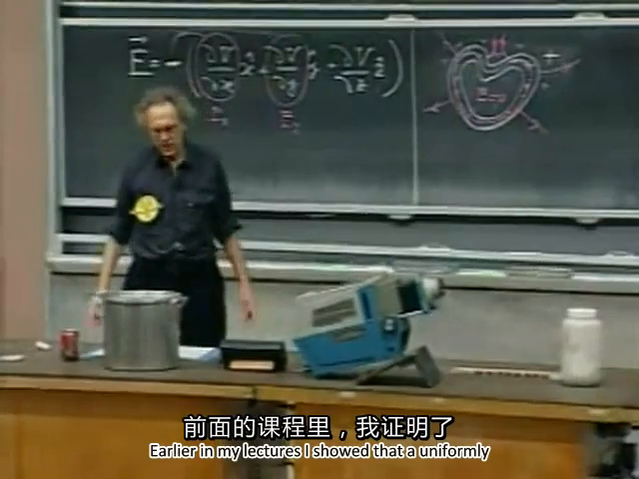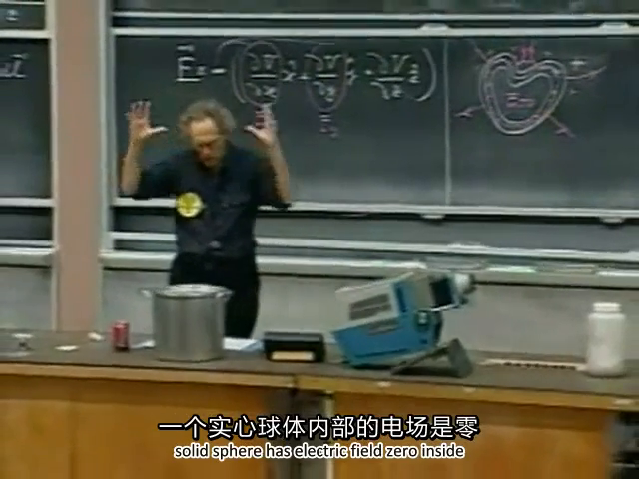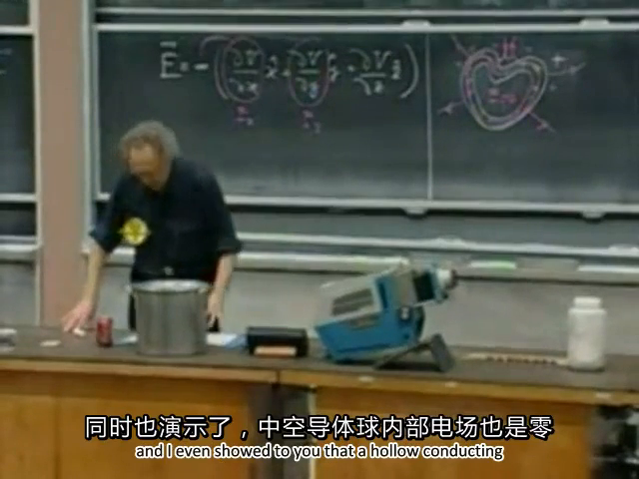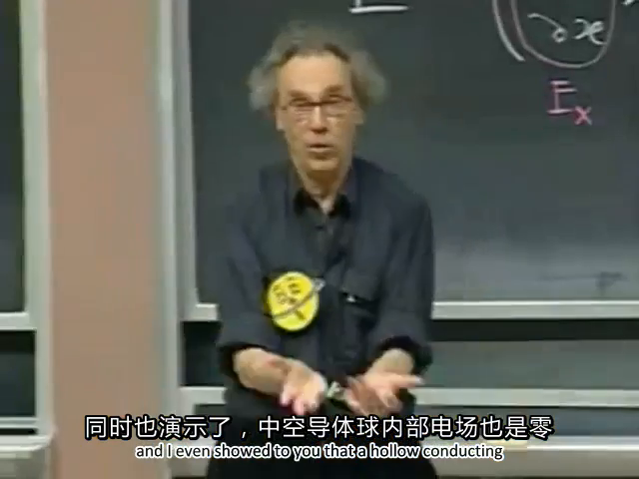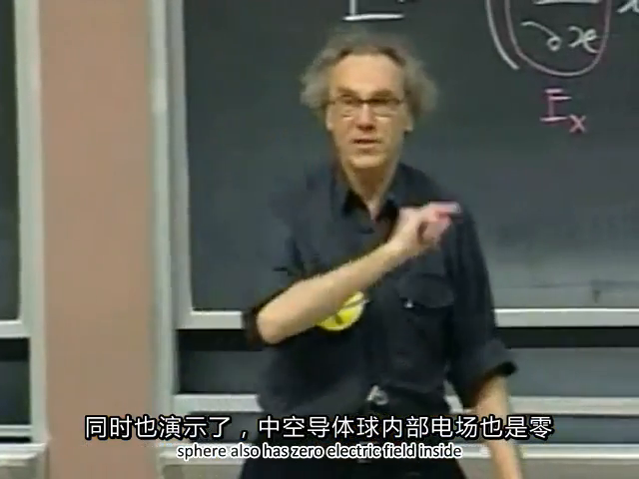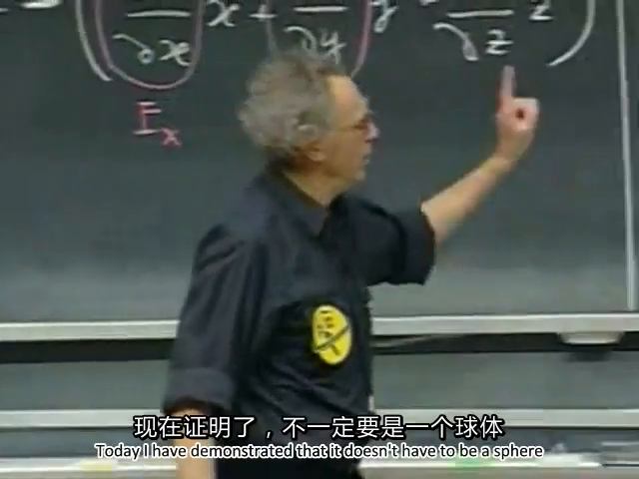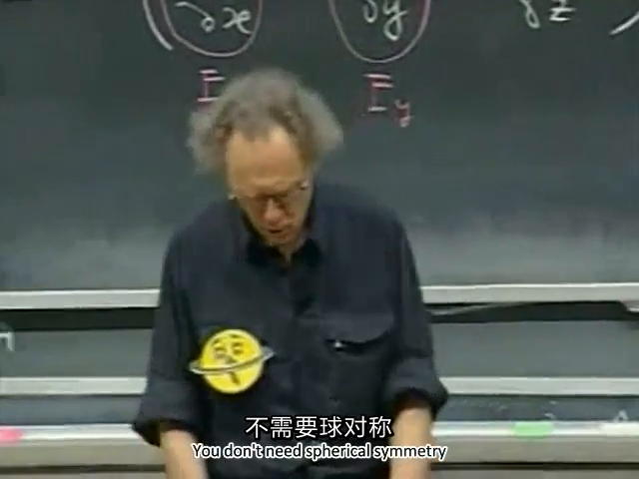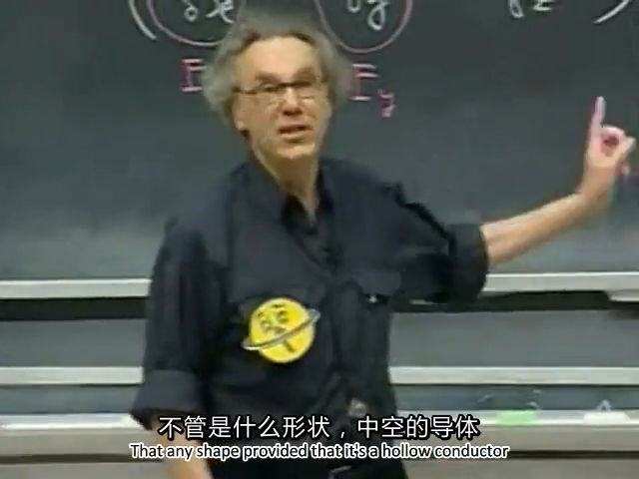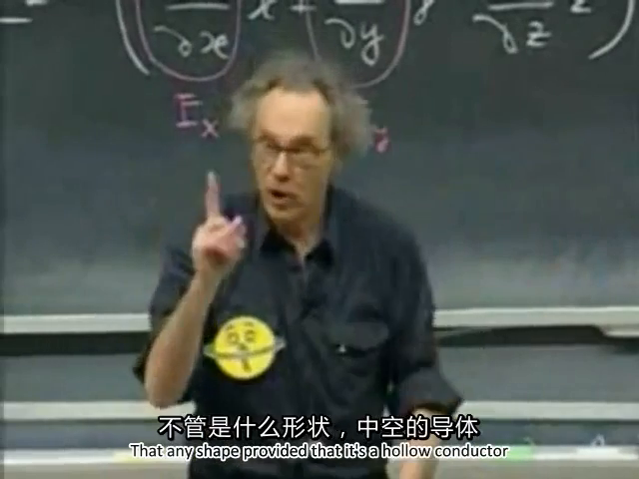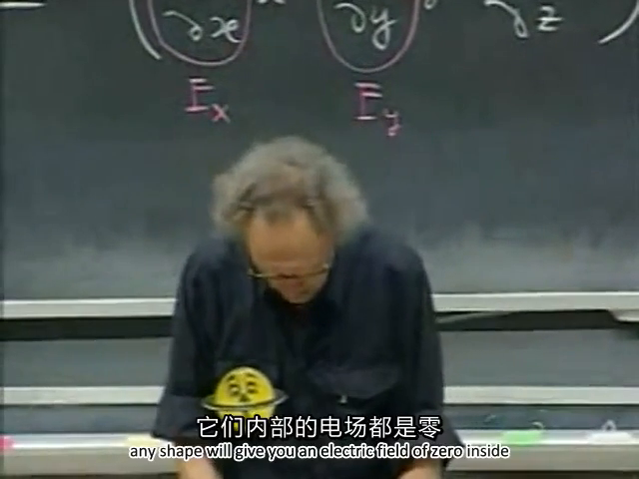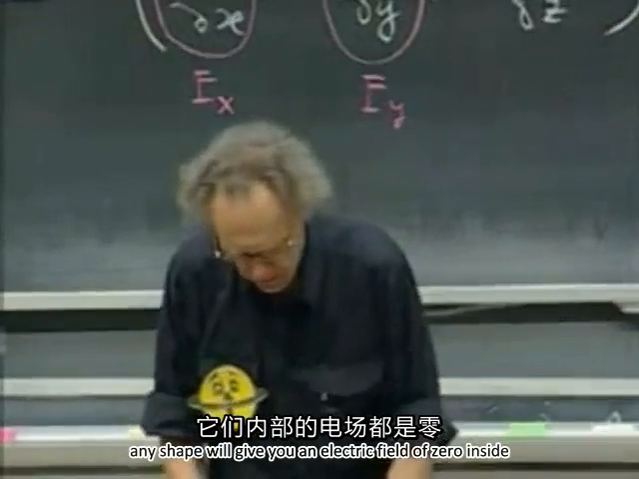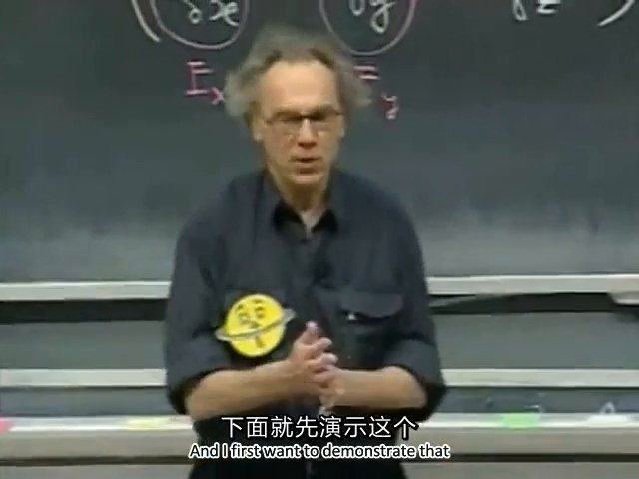Earlier in my lectures, I showed that a uniformly charged solid sphere has electric field zero inside, and I even showed to you that a hollow conducting sphere also has zero electric field inside. Today I have demonstrated that it doesn't have to be a sphere, you don't need spherical symmetry, that any shape, provided that it's a hollow conductor, it has to be a conductor, any shape will give you an electric field of zero inside. And I first want to demonstrate that.